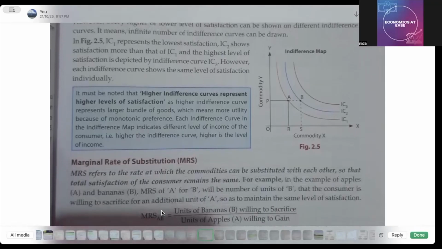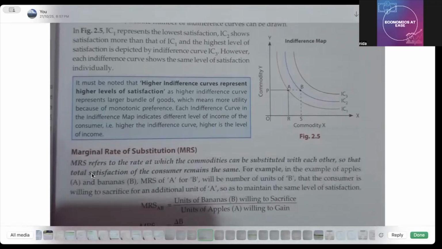Now, marginal rate of substitution, हम पहले भी पढ़ चुके हैं. Marginal rate of substitution is the rate at which the commodities can be substituted with each other so that total satisfaction of the consumer remains the same. For example, in the example of apples, हम कितना उसको substitute कर रहे हैं.